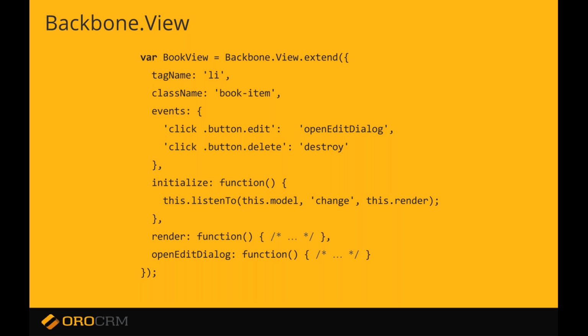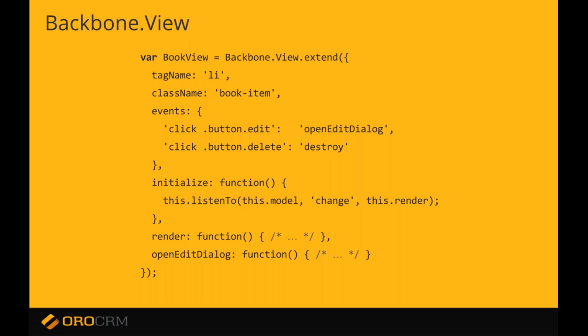Okay, and if we want to handle some model events, we need, inside the initialize method, to subscribe to some method of the model. And here you can see that we subscribe to the model's change event. And once change event happens on the model, we will re-render our view. So the whole view will be updated. It will update its HTML. I would like to notice some moments here.